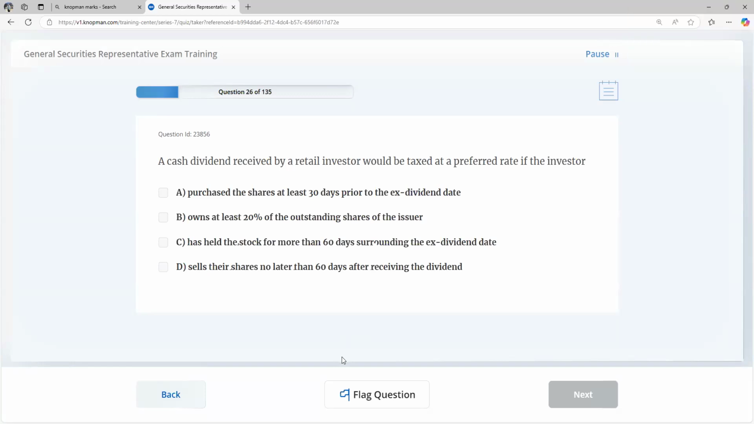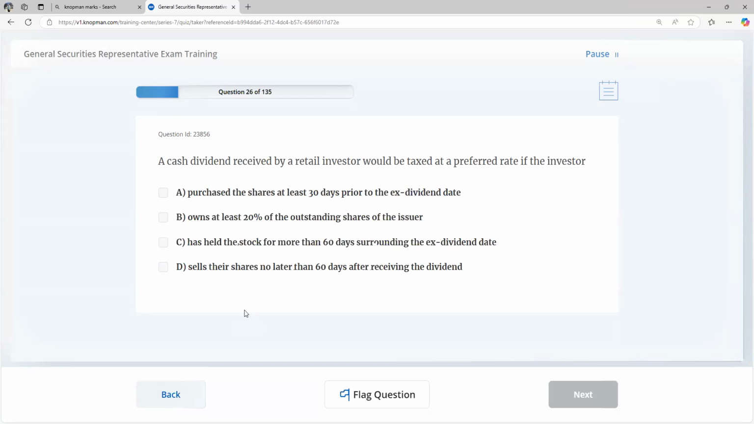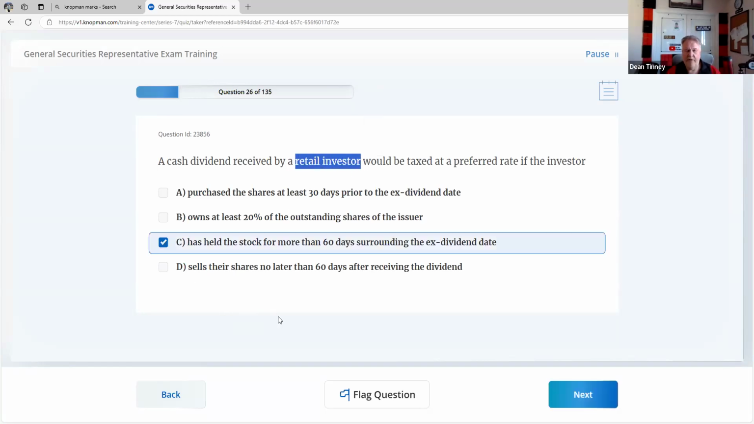Has held stock for more than 60 days surrounding the X date, sells their shares no later than 60 days. I don't know. I'm kind of gravitating towards A, but I think it's a difficult question because we're being asked about a qualified dividend. If a corporation owned more than 20%, it would be 20%, but it says retail. I think it's going to be the 60 days because it's 60 to 90 from the record date. But the only thing I have that's close is the X date, so I'll take that.